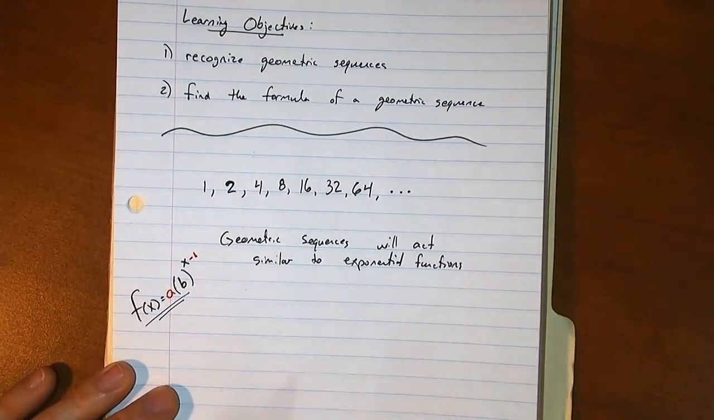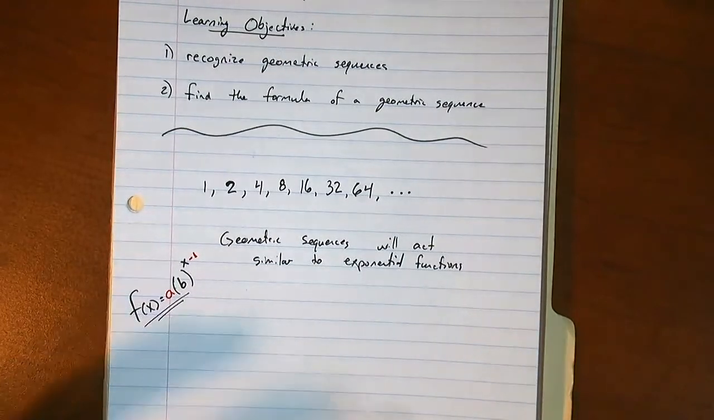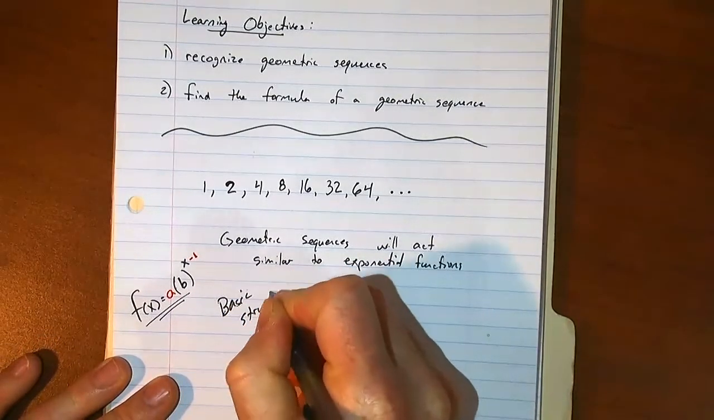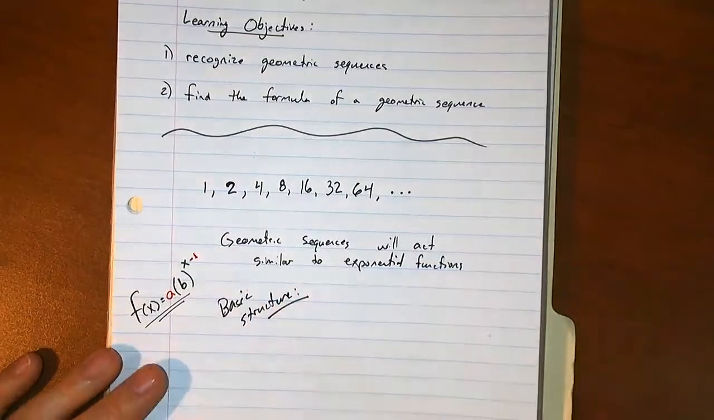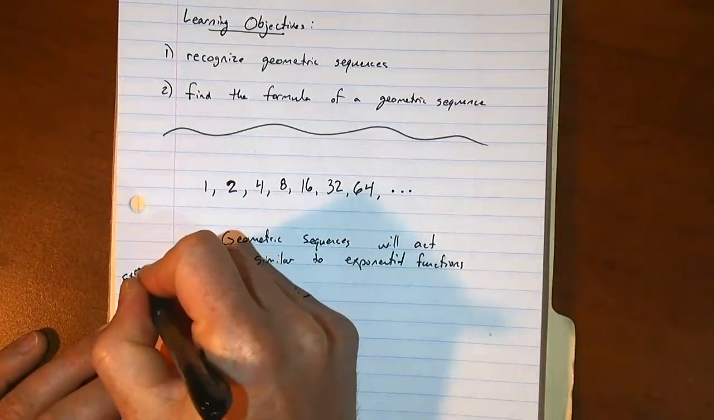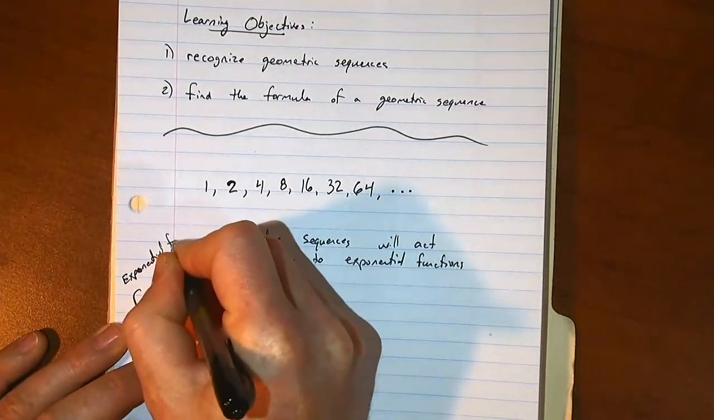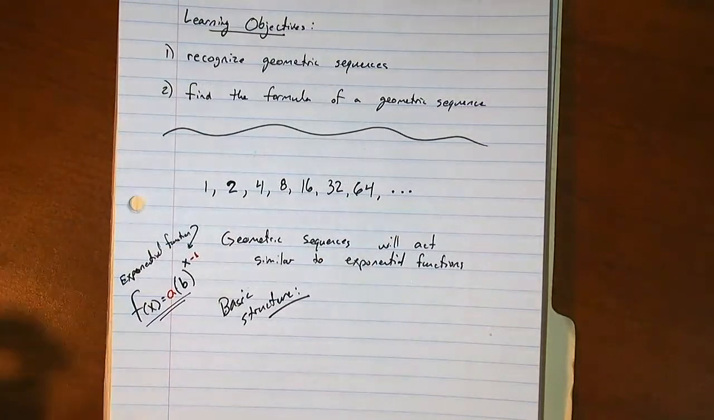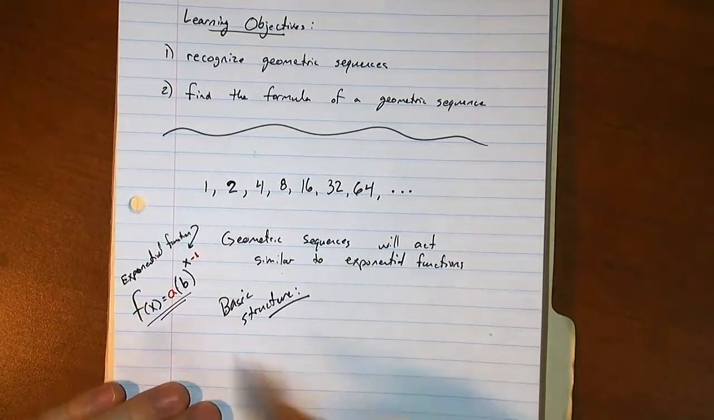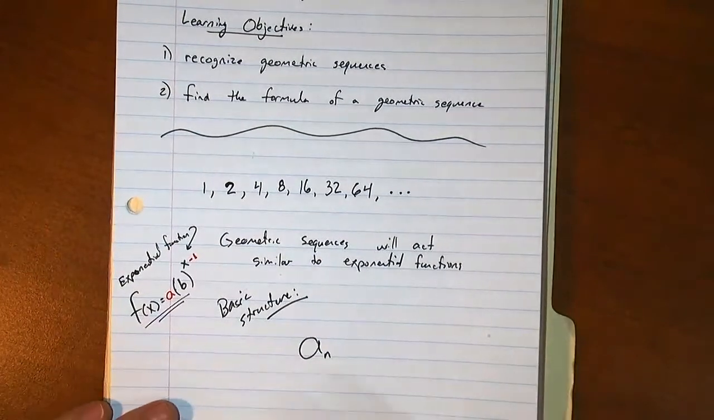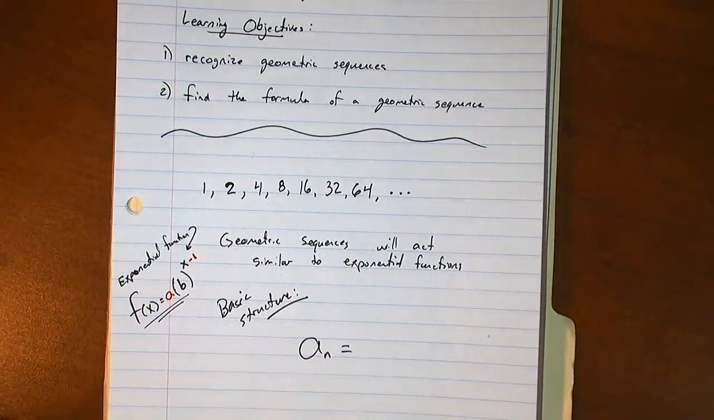All right. So here's what I'm going to do. I'm just going to jump to the punchline that there's going to be a basic structure associated with a geometric sequence. And that basic structure is going to look like an exponential function. But we know it's a sequence and not a function, so it's going to have slightly different notation. For example, instead of having an f of x, it's going to have an a sub n. Of course, there'll be the equal sign, which tells me that I've got an equation, something that I can use to generate the terms.